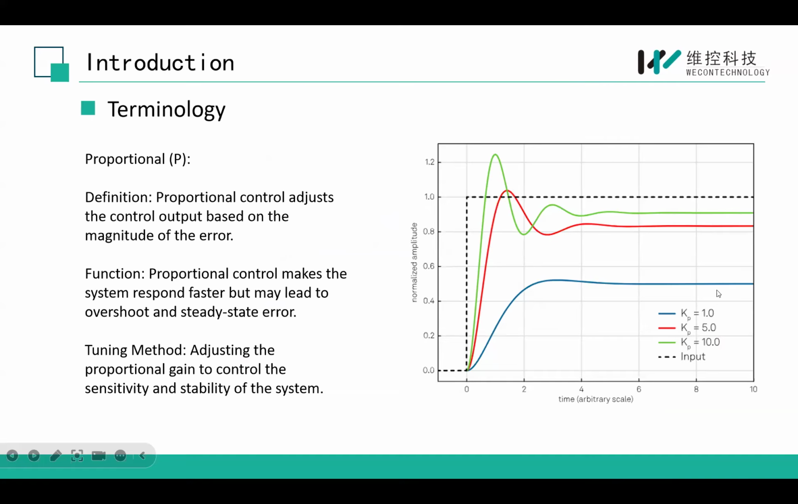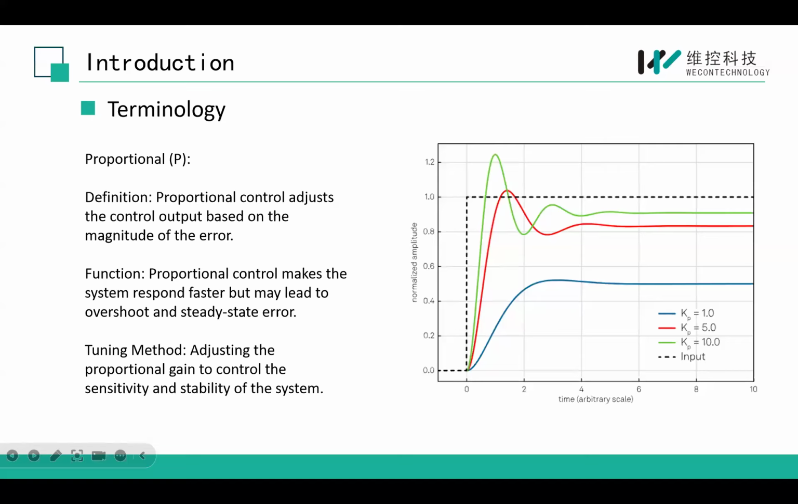magnitude of the error. As we can see here, these are three different values for the proportional, and the different proportional values cause different control curves here. When the value is only 1, the control curve is stable, but it has a large range error here.